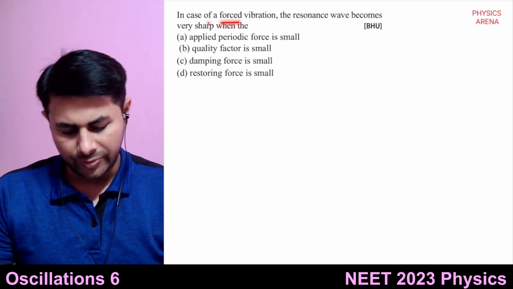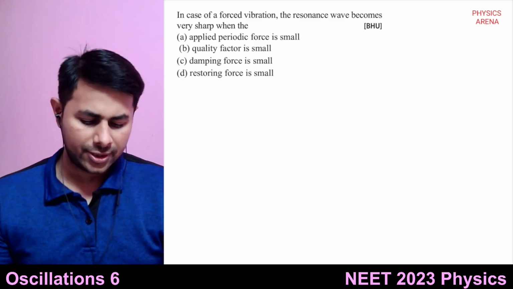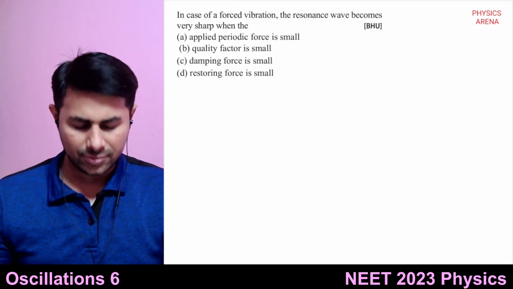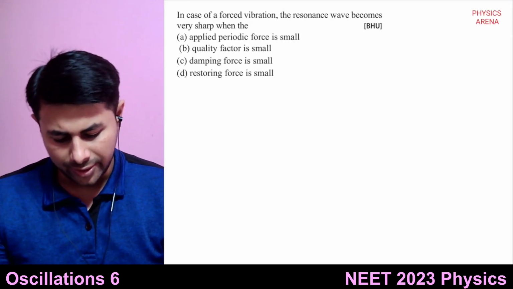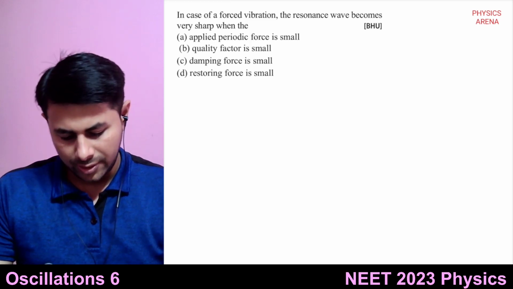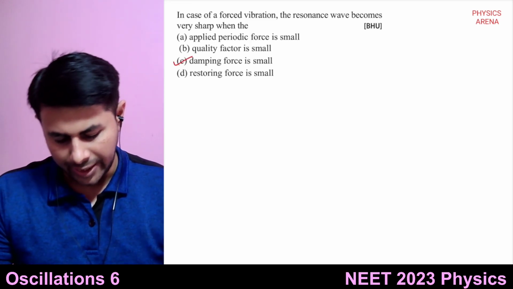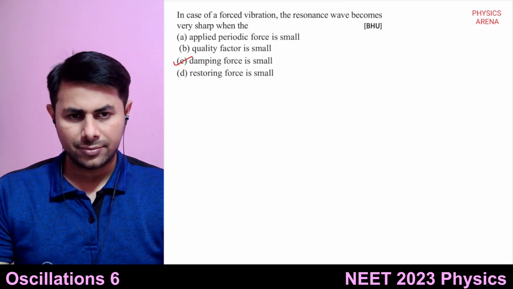In case of forced vibration, the resonance wave becomes very sharp when. Okay, this is copy pasted from the NEET exam only. Okay, so it's option C, when damping force is small, right? Next question.